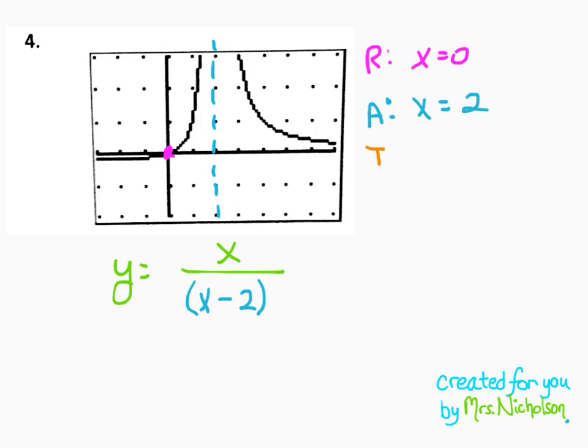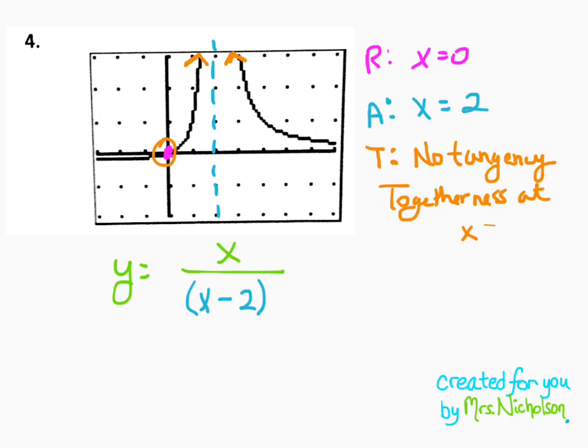All right, now we're on the T. Tangency or togetherness. For tangency, I'm looking at my root right here, and I can see that the graph does cross the axis. So no tangency. Togetherness, however, if I look up here, I can see that on either side of the asymptote, both sides of the graph are going up. They're coming together at the asymptote. So I do have togetherness at x equals 2. And so what that means is in my equation, I need to square the factor on the bottom.